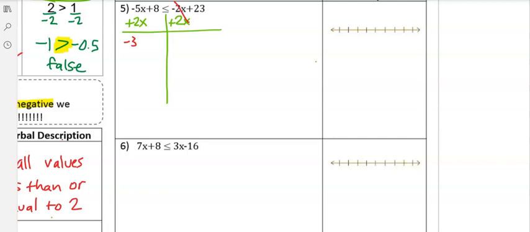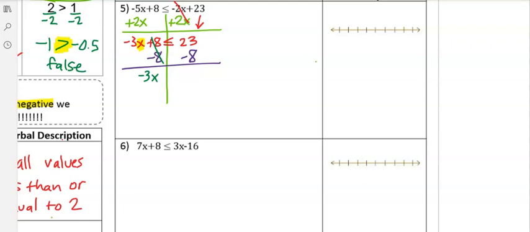I get -3x, -5 plus 2 is -3. Bring down the 8, bring down the less than or equal to sign, and bring down that 23 as well. Let's continue to solve. Remember what the goal is, to get this x alone. So to get rid of a +8, we subtract 8 from both sides. 8 minus 8 is 0. So we've got -3x is less than or equal to 15, 23 minus 8.